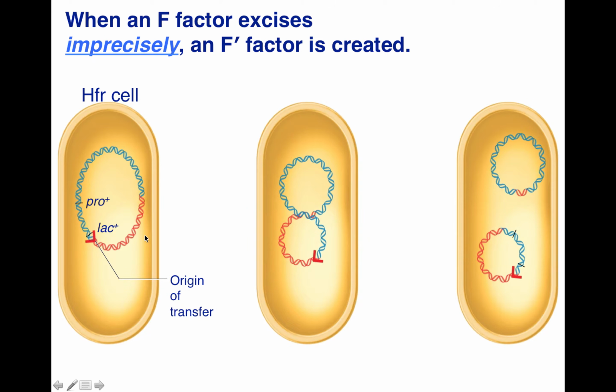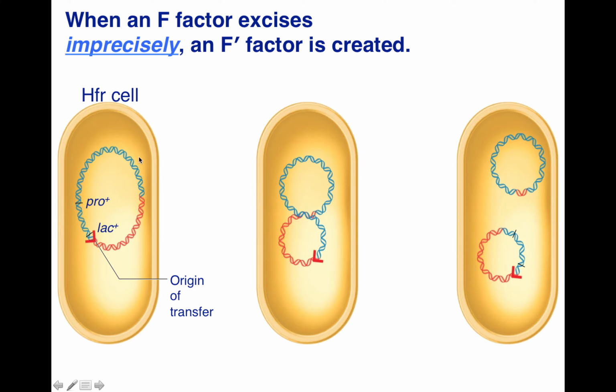Okay, what happens when the F episome excises or comes out of the host chromosome? Well, normally it comes out as one piece and just remakes an F episome. But what happens if it comes out imprecisely? Then what's called an F prime factor is created.